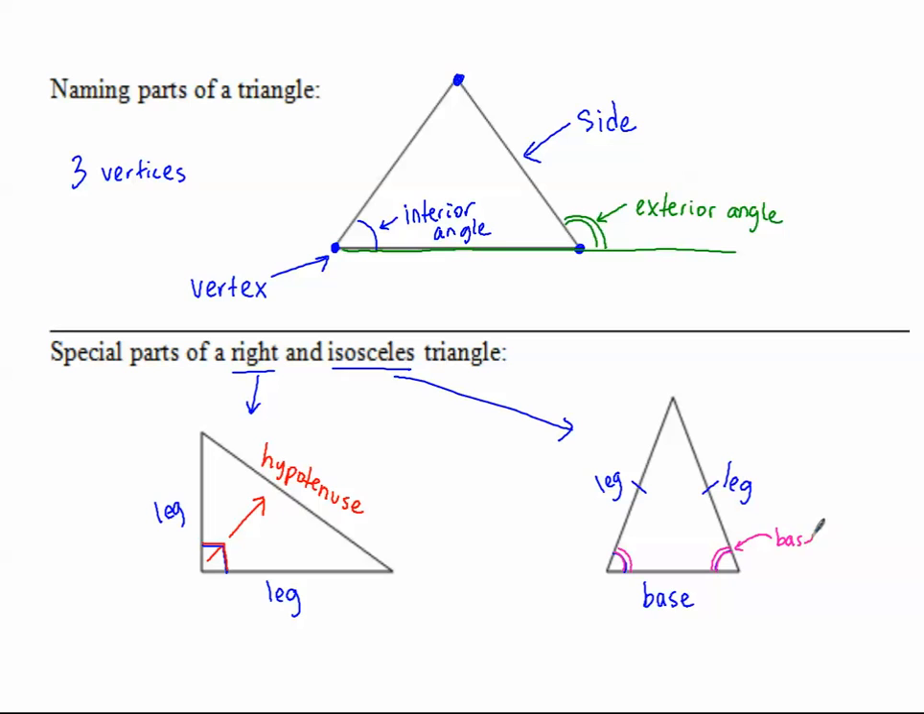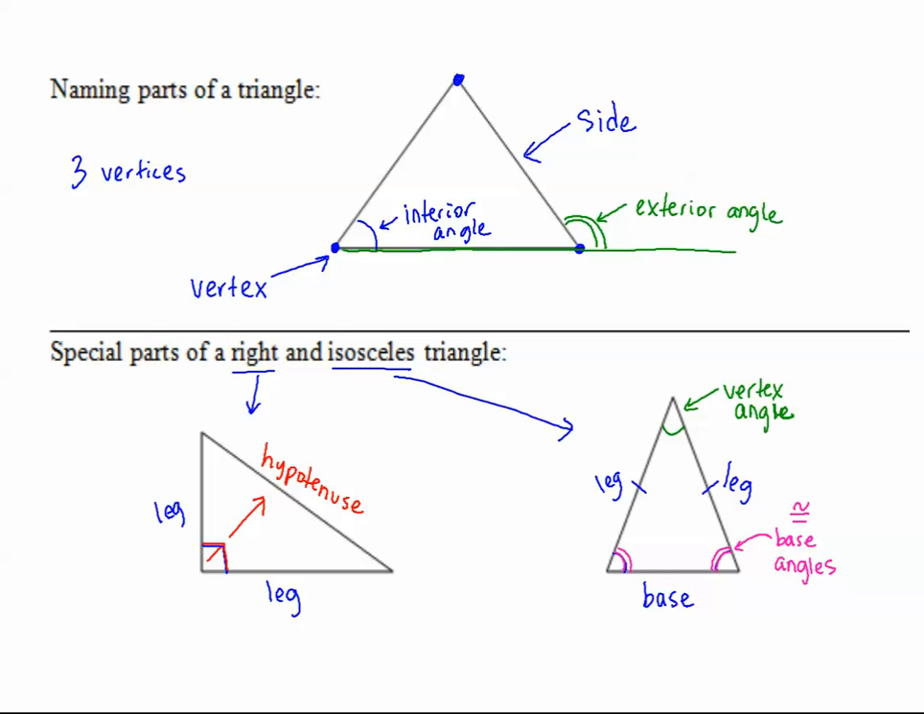The base angles. And the base angles theorem that we're going to write down and practice in a moment tells us that the base angles of an isosceles triangle are congruent. Then we've got the angle that is across from the base. That is called the vertex angle.